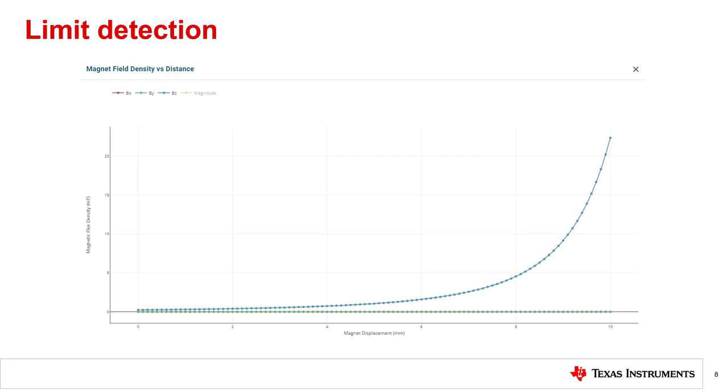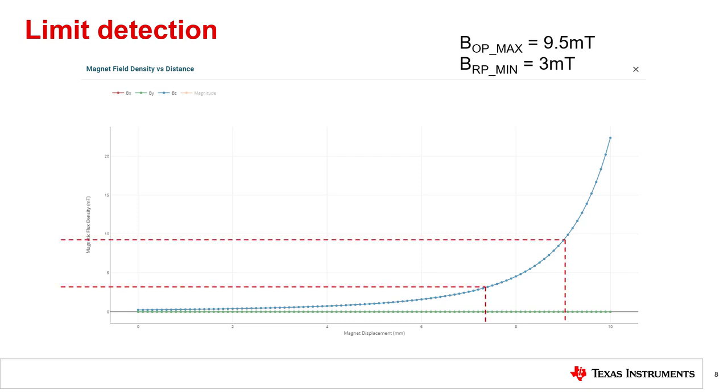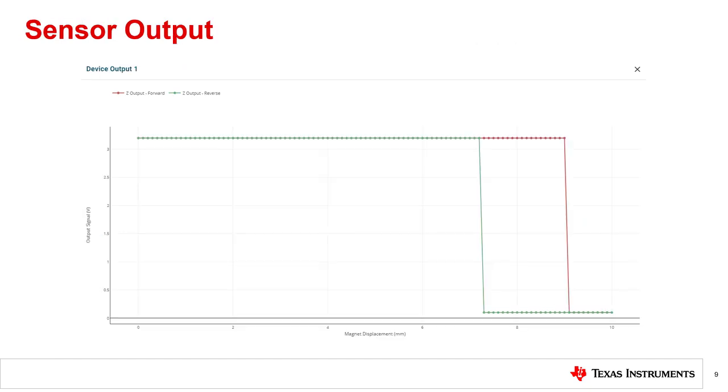Commonly, this might be implemented using a Hall effect switch, such as a DRV5032AJ that we selected for this simulation. This device has a maximum operating threshold of 9.5 millitesla and a minimum release threshold of 3 millitesla. If we compare these thresholds to our plot, we would expect to see all corner cases for this device to operate and release within this window. Comparing to the output plot generated in the TI Magnetic Sense simulator, we can see that the expected transitions are displayed for both forward and reverse travel.